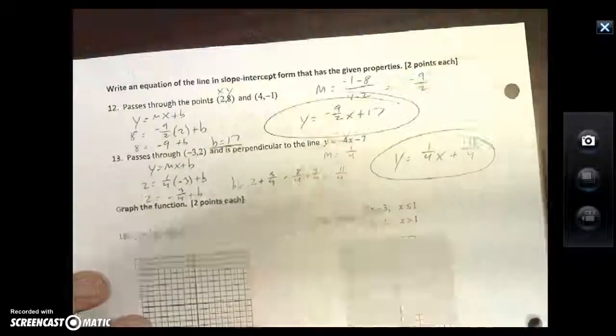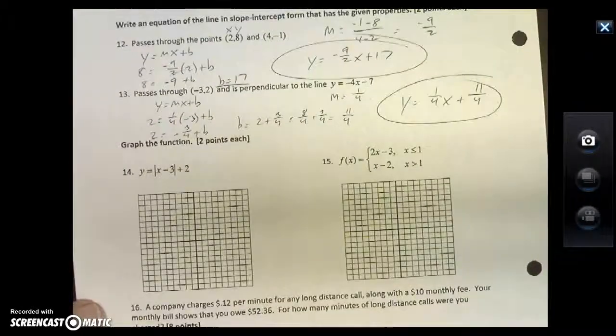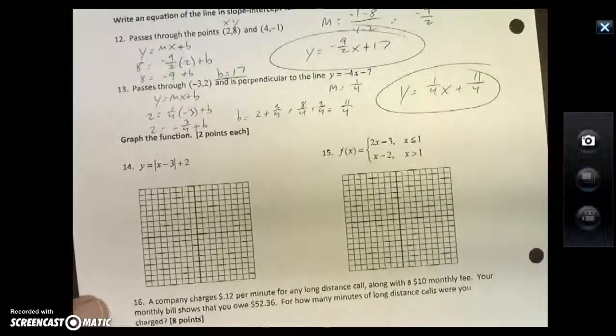Please don't panic when you see fractions. We'll be dealing with them a good bit. Just make them your friend as the year goes on.